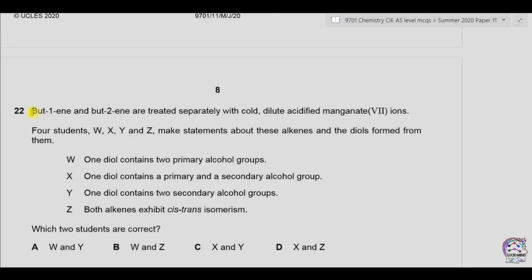Question number 22. But-1-ene and but-2-ene are treated separately with cold dilute acidified manganate ions. 4 students make statements about these alkenes and the diols formed from them. So first, let's find out the structure of but-1-ene. We have the double bond on the first carbon atom, and the rest are hydrogens. For but-2-ene, we can draw the double bond on the second carbon atom.